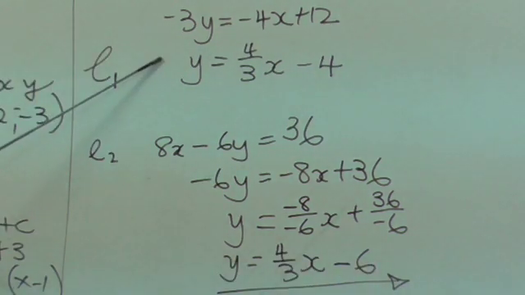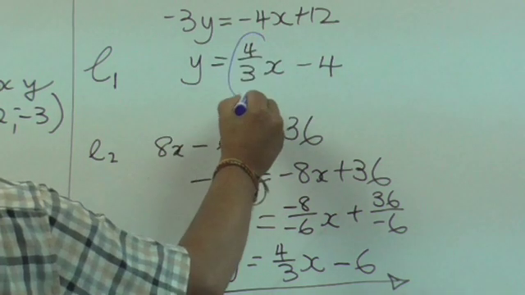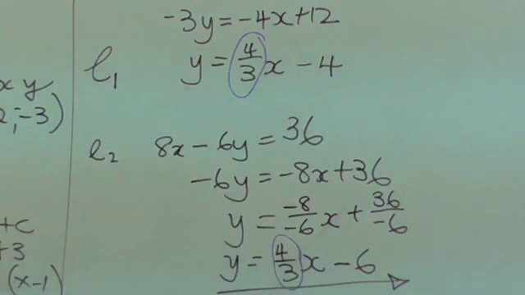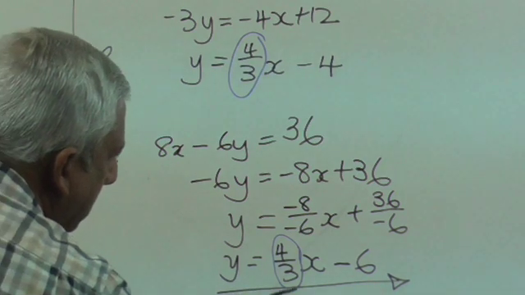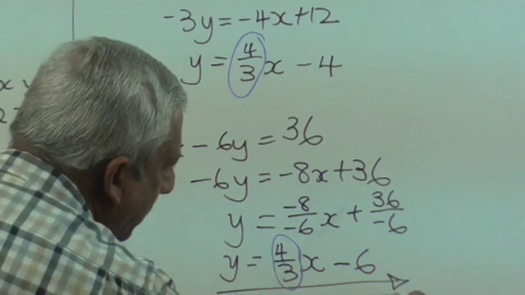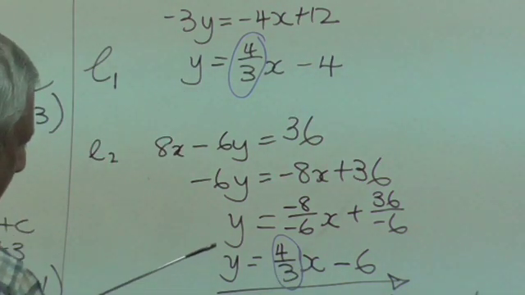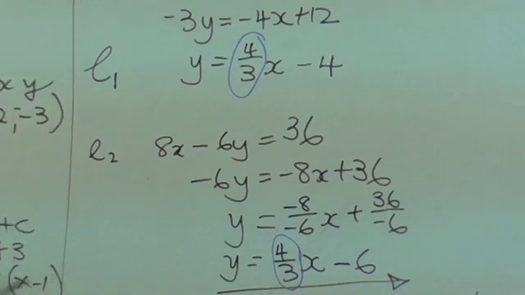Now we're comparing line 1 to line 2. To determine whether they are parallel, we have to look at the gradients. So if we look at the gradient here, it's 4 over 3. If you look at the gradient here, it's 4 over 3. The gradients are the same. Or you can use the word equal. Gradients are equal. Therefore, line 1 is parallel to line 2.